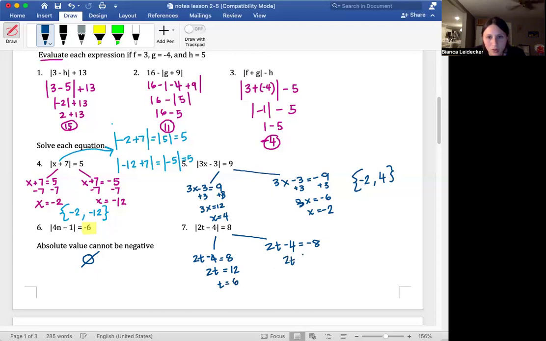Again, plus 4 on both sides. -8 plus 4 is -4. Divide by 2 on both sides, t equals -2. So my solutions, I have a potential where t equals -2, or it could equal 6. And if I plug those back in to the original equation, I will see that either one of those could be the value of t.